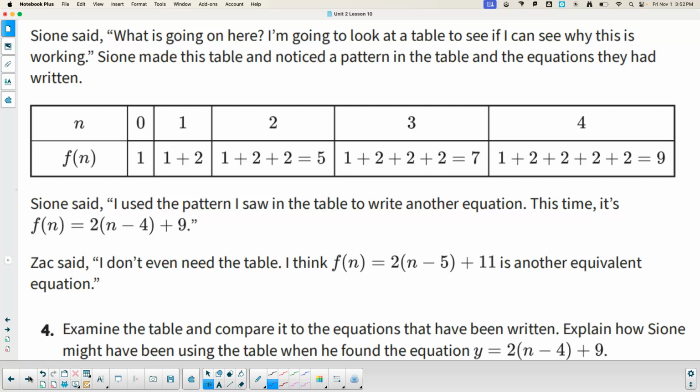What's going on here? I'm going to look at a table to see if I can see why this is working. So they made a table and noticed a pattern in the table. So C used what Marcus said, okay, and found the equation this time using pattern number 4.